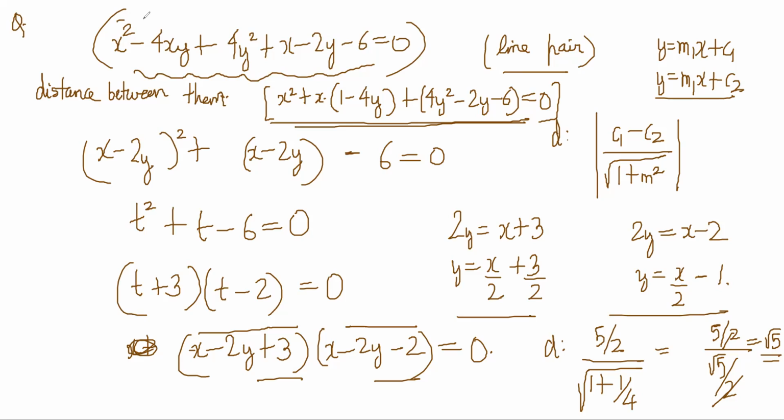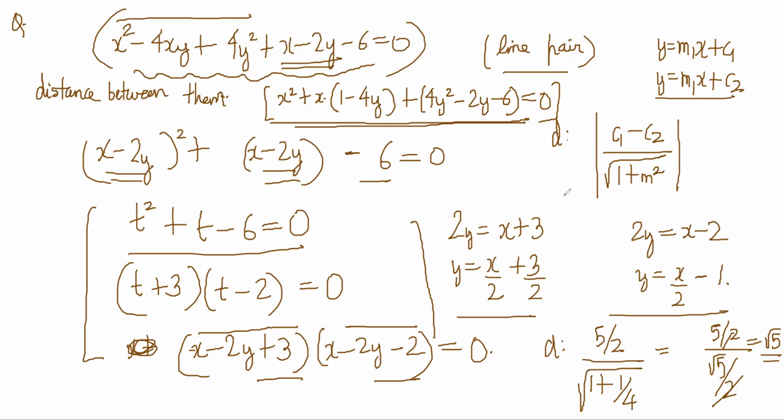But if you notice that these three terms are perfect square, and this term is the same thing, then it is factorizable very easily. So it's a set of parallel lines. After that, you have to find the distance between parallel lines. Before finding distance, don't make mistakes. First, write that in the correct form.